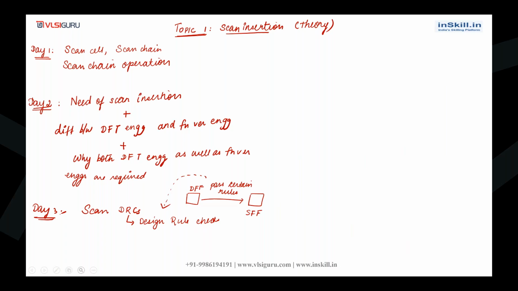So what is the definition of scan insertion? All the normal flops have to be converted to scan flops, and the scan flops will be stitched into a scan chain. If a normal flop has to be converted to a scan flop, then it has to pass certain rules. Those rules are called the DRCs.